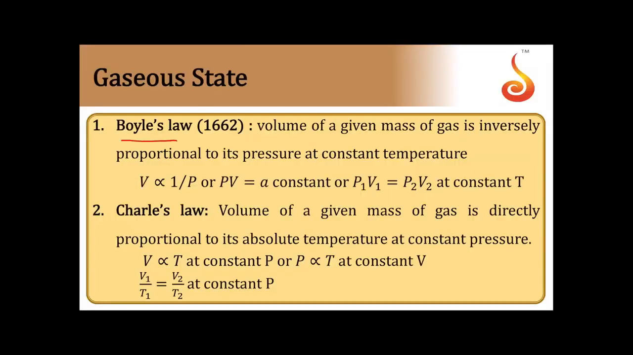Boyle's law states that the volume of a given mass of a gas is inversely proportional to its pressure when temperature is kept constant. That is, volume is proportional to 1 by P, or we can say PV is equal to constant. So while doing numericals, we use the formula P1V1 = P2V2.